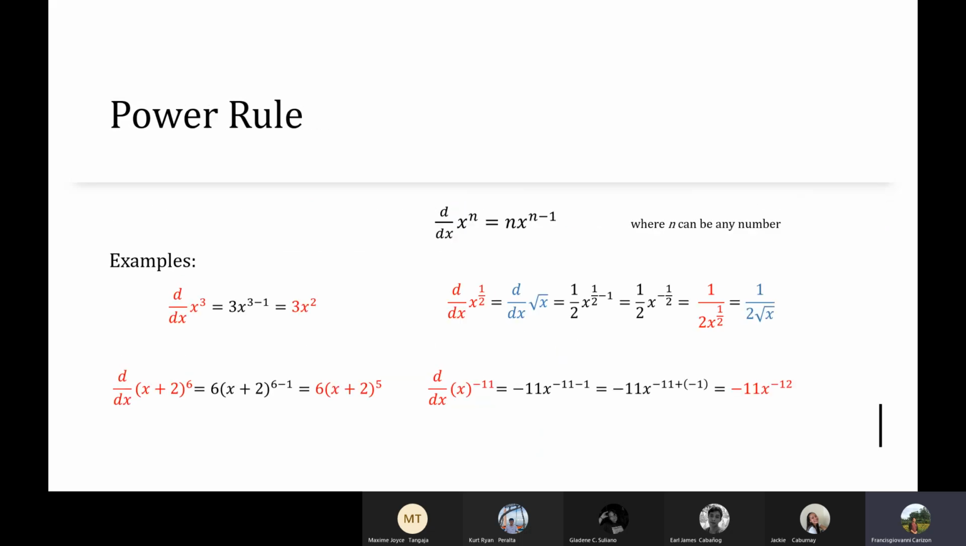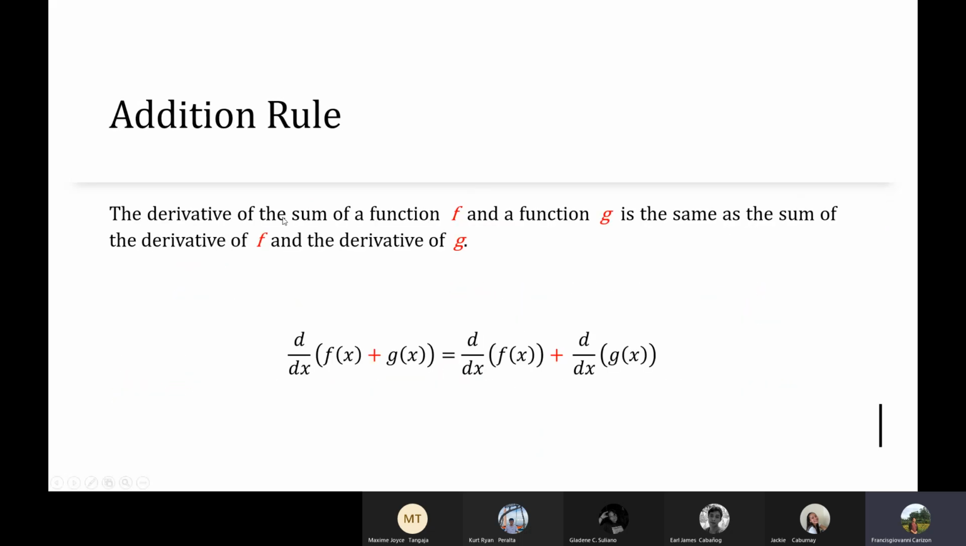So next is the addition rule: the derivative of the sum of a function f and a function g is the same as the sum of the derivative of f and the derivative of g. So in this case, when you have two functions being added and you want to differentiate them, you separate the two functions and differentiate each one. That is the mathematical description. It is like the distributive property.